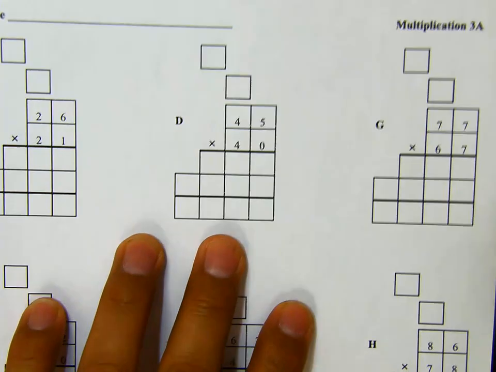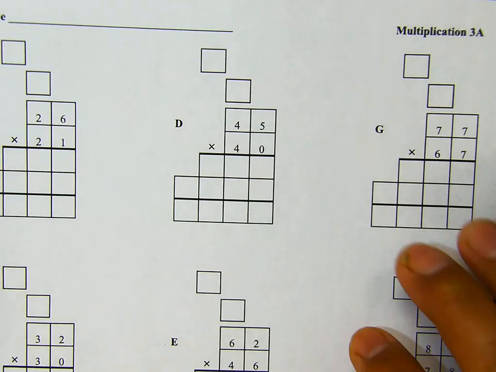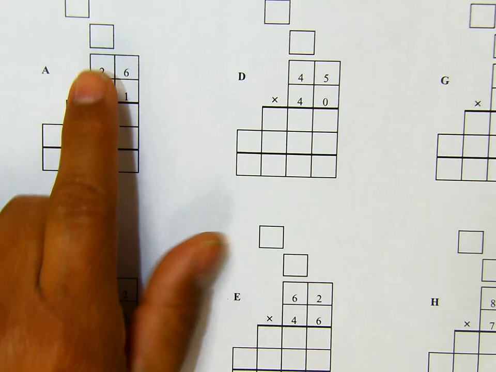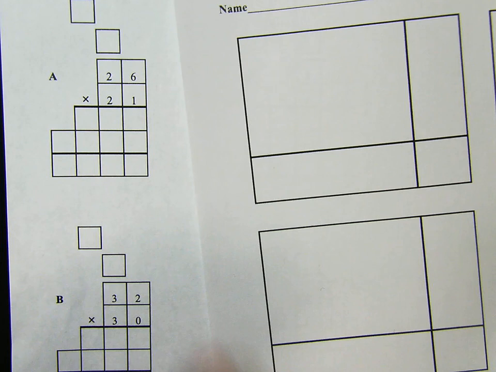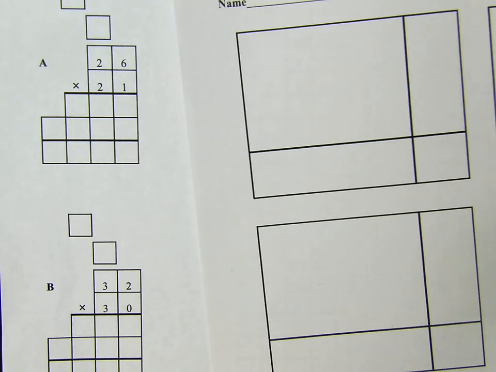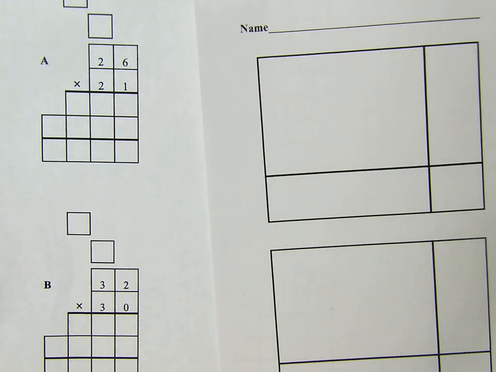Today we'll be working on multiplication 3a. We'll be solving a two-digit by two-digit multiplication. We're going to be using area model and standard algorithm. Our first problem is 26 times 21.